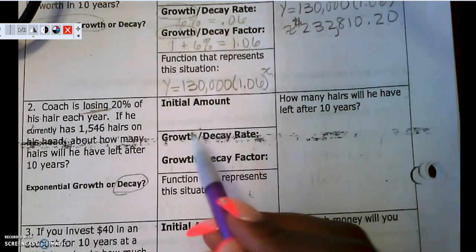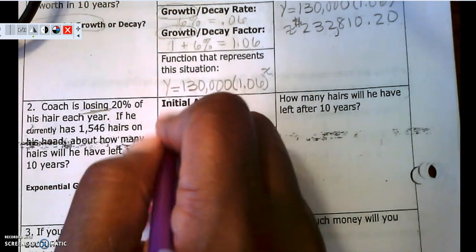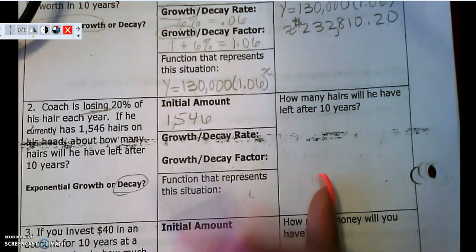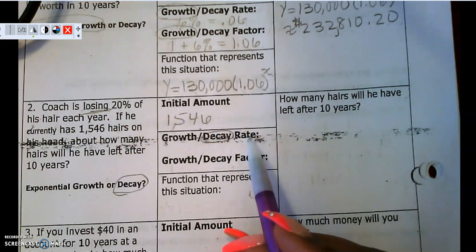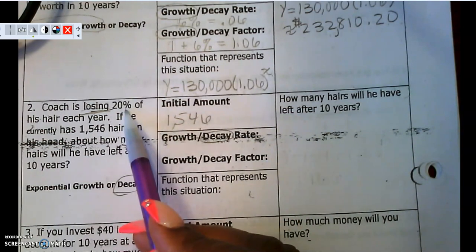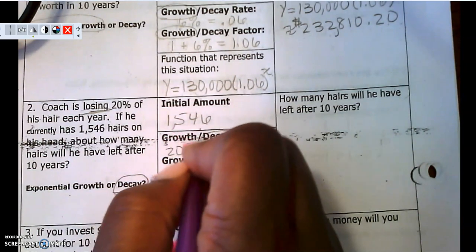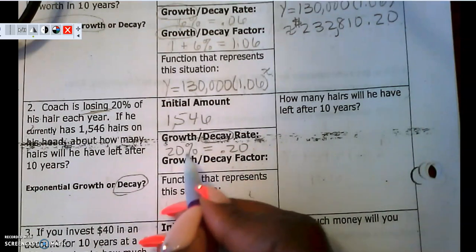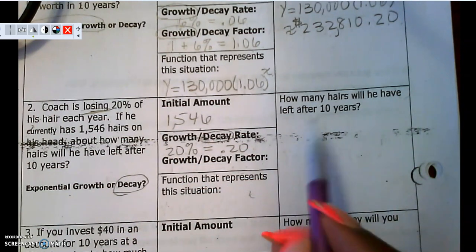So we're dealing with exponential decay. So what's our initial amount? Initial amount is what we're starting with. Well, he started with 1,546 hairs. So we already said that we're dealing with a decay. So now we have to talk about our decay rate. Remember, your rate is your percentage as a decimal. So our rate is going to be 20%, which is equivalent to 0.20. Again, take 20 divided by 100, or there's an imaginary decimal behind here, just move it to the left.